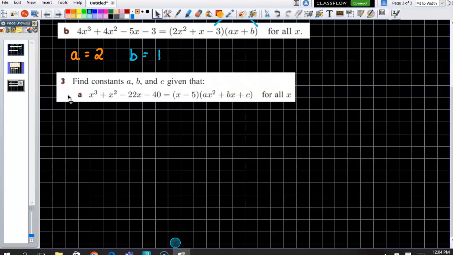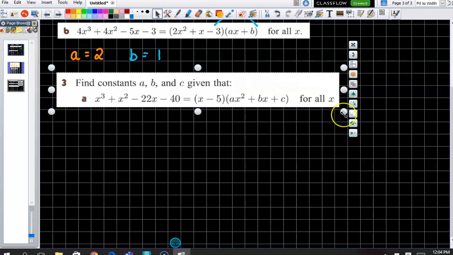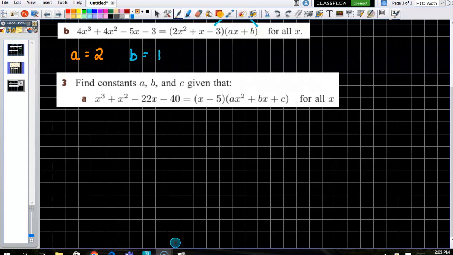I sometimes forget that it takes you a little bit longer to write it all out because I just copy it. I think finding A and C should be able to be done really quick, okay? Because A, that times that, what's our coefficient of x cubed? 1. So x times ax squared, well, a has to be 1.